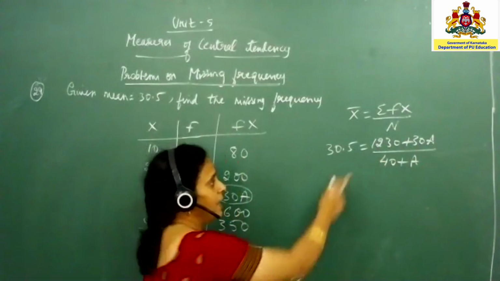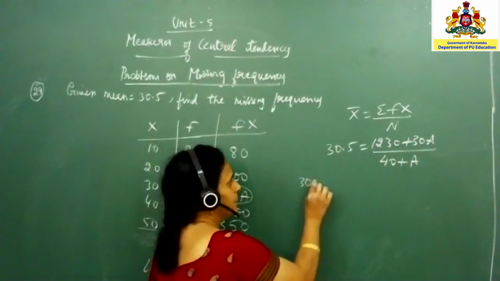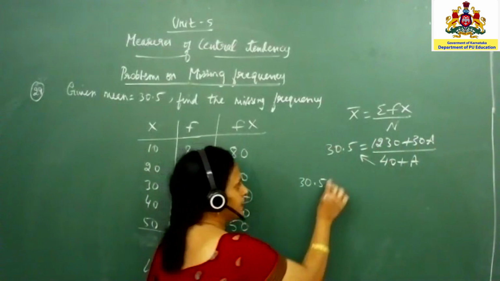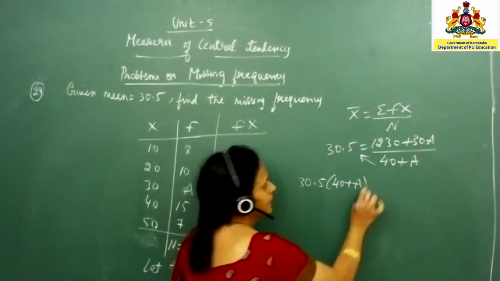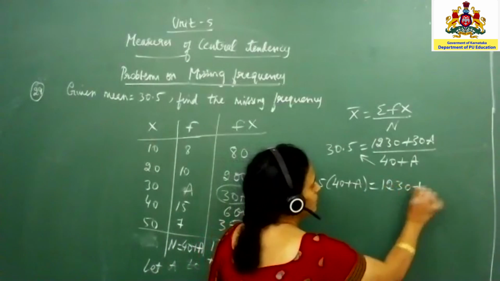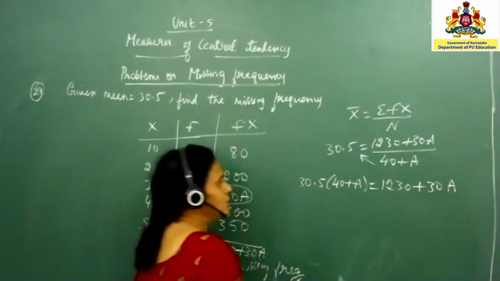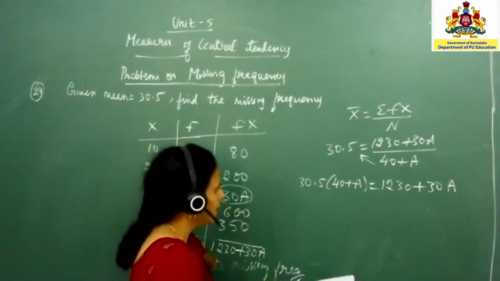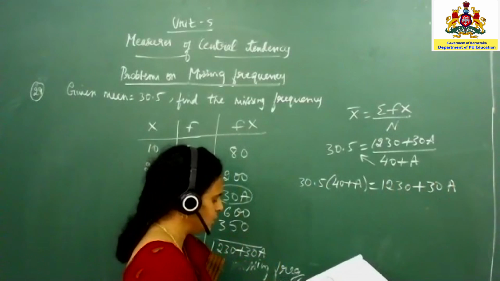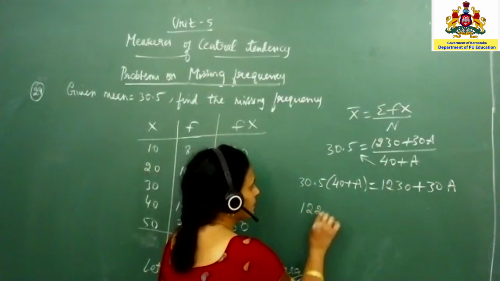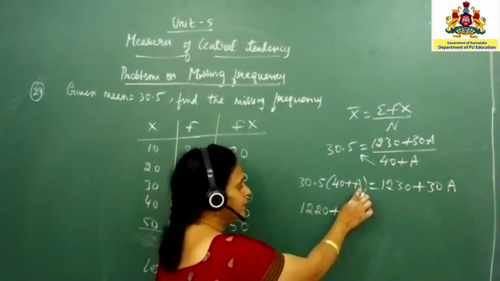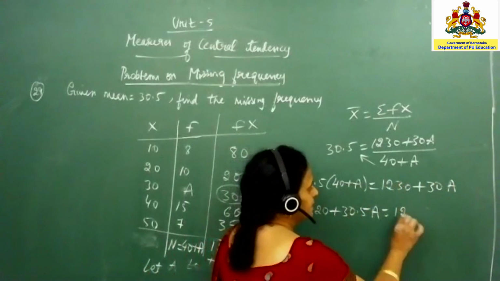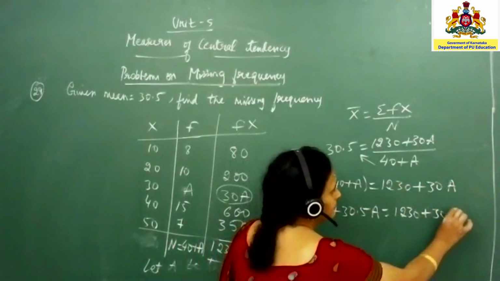So next step, I have to cross multiply. So 30.5 into 40 plus A, and this will go to the numerator of the other side, equal to 1230 plus 30A. So next step, I should multiply here. If I multiply 30.5 into 40, I am getting 1220 plus 30.5 into A is 30.5A. Equal to the right side, I just keep it as it is.